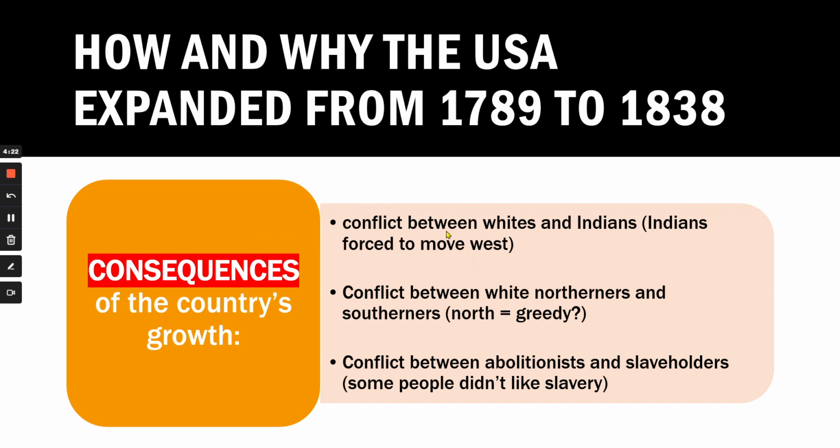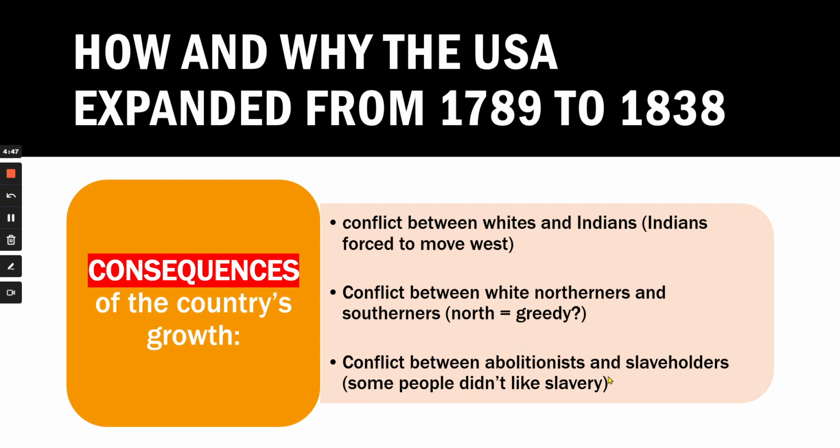Obviously, there was conflict between white people and Indians because the white people forced the Indians to move west, which obviously they weren't happy with, but we'll talk more about that later. There was conflict between white Northerners and white Southerners. The North feared that the South were being too powerful, and the South feared that the North were too greedy.